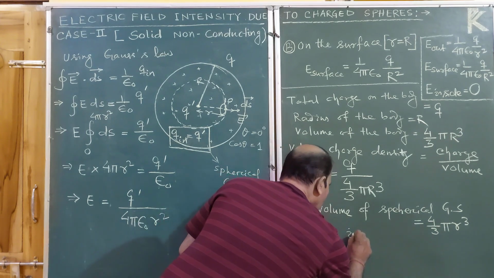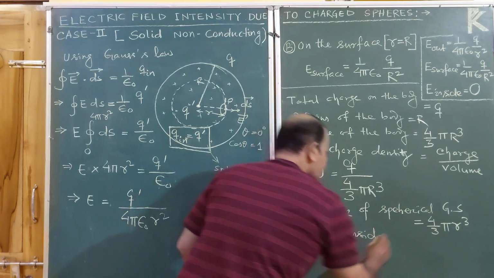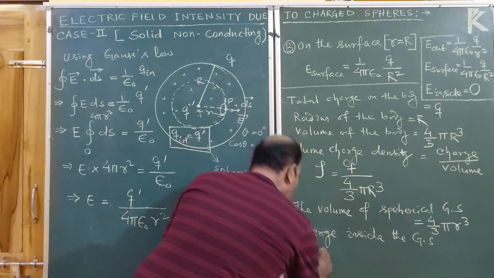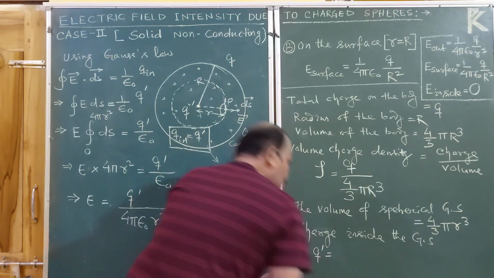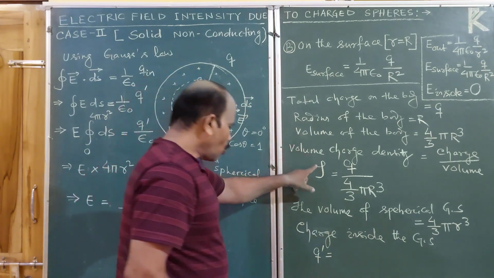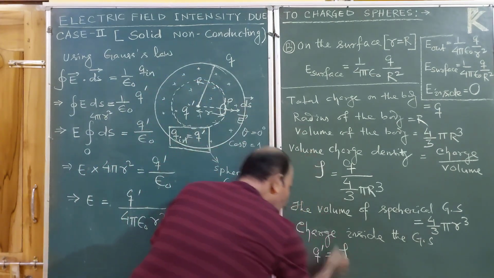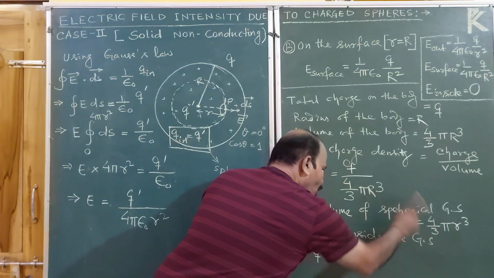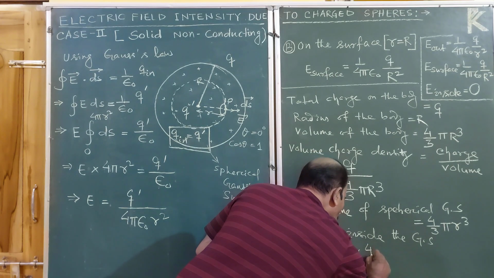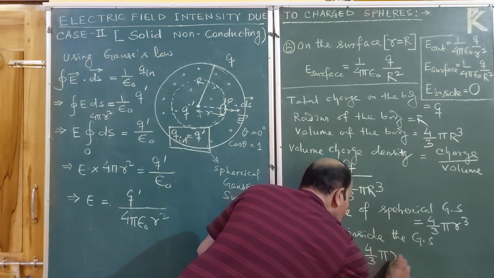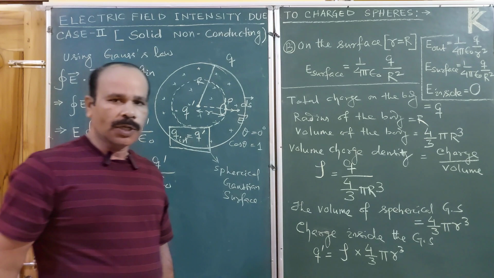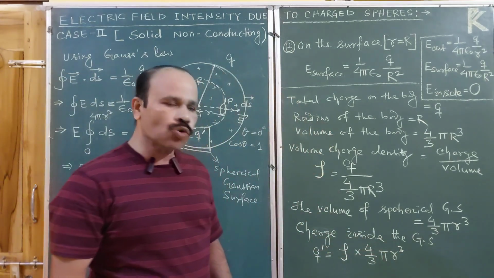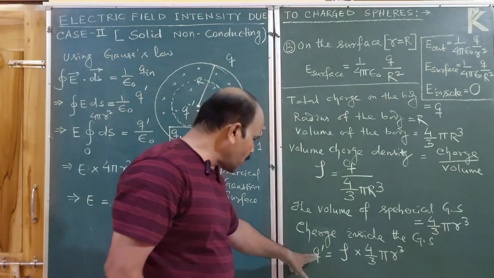So charge inside the Gaussian surface, that is my Q prime. Q prime is equal to rho, charge per unit volume, multiplied by volume of the Gaussian surface. It is 4/3 pi r cube. यूनिट वॉल्यूम में रो चार्ज है, तो इतना वॉल्यूम में कितना चार्ज होगा, तो मल्टीप्लाई होगा कि नहीं. सो दिस इज माई क्यू प्राइम.